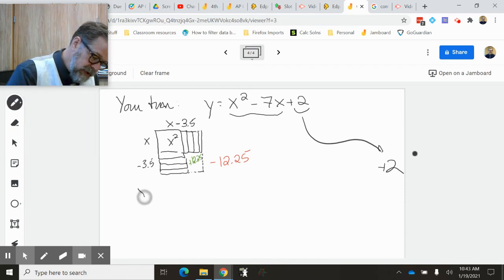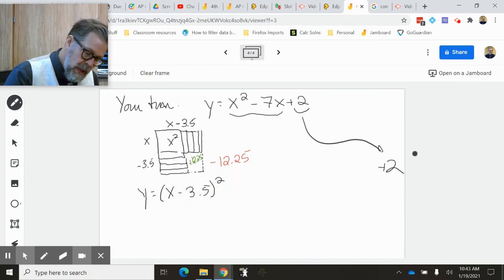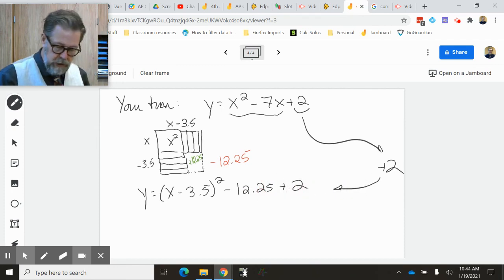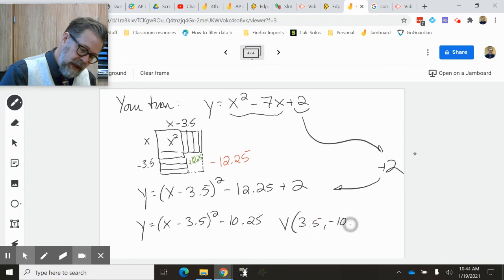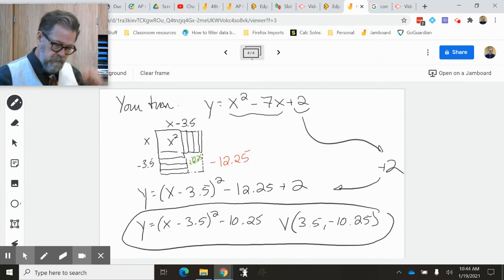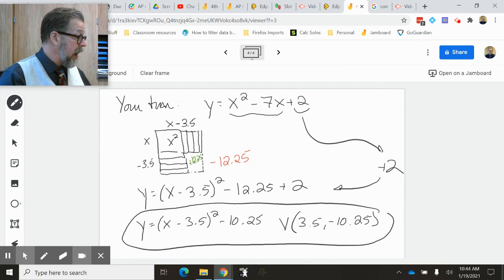And now what I have is y equals x minus 3.5 squared minus 12.25 plus 2, because I'm going to now bring this back. Simplifying, I get y equals x minus 3.5 squared minus 10.25, and I now know that the vertex is at 3.5 comma negative 10.25, and boom. Hopefully that's what you got. If not, take a walk back through and take a look at your process.